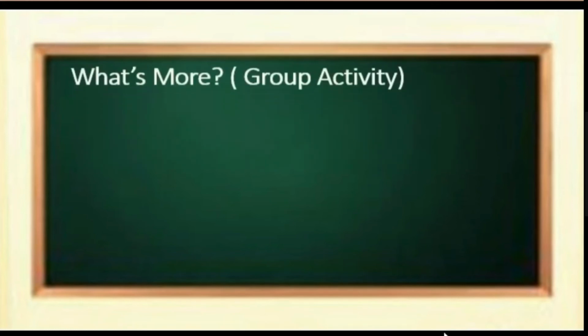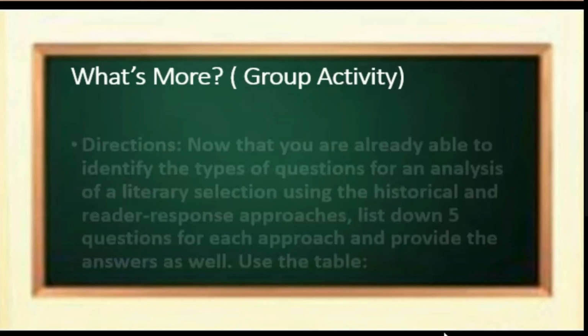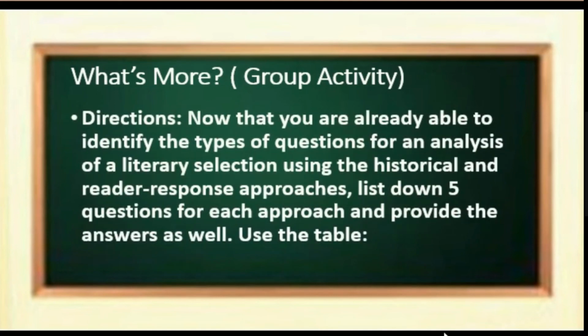Okay, now after we discuss this, you are going to do your group activity. So what are you going to do? First of all, you have to read the summary of The Hunchback of Notre Dame. I'll be sending you the copy of The Hunchback of Notre Dame, and I can also send you a link to that summary. Then, after reading, you are going to list down 5 questions for each approach, and also provide answers to those questions that you have constructed.